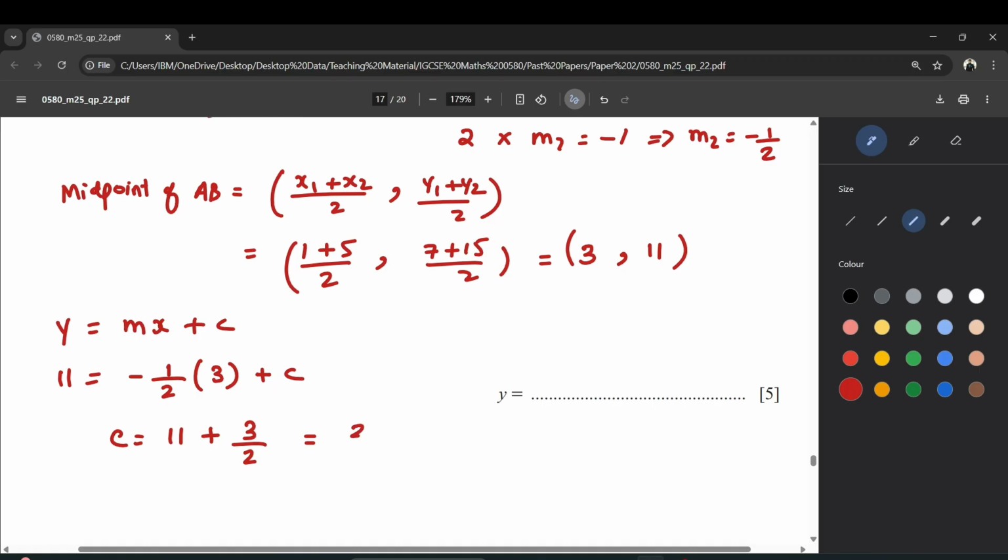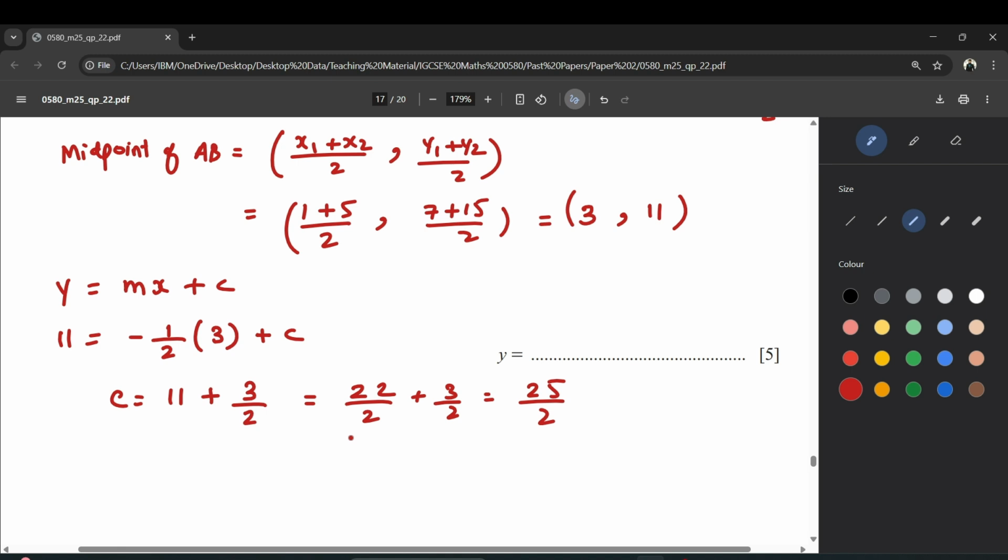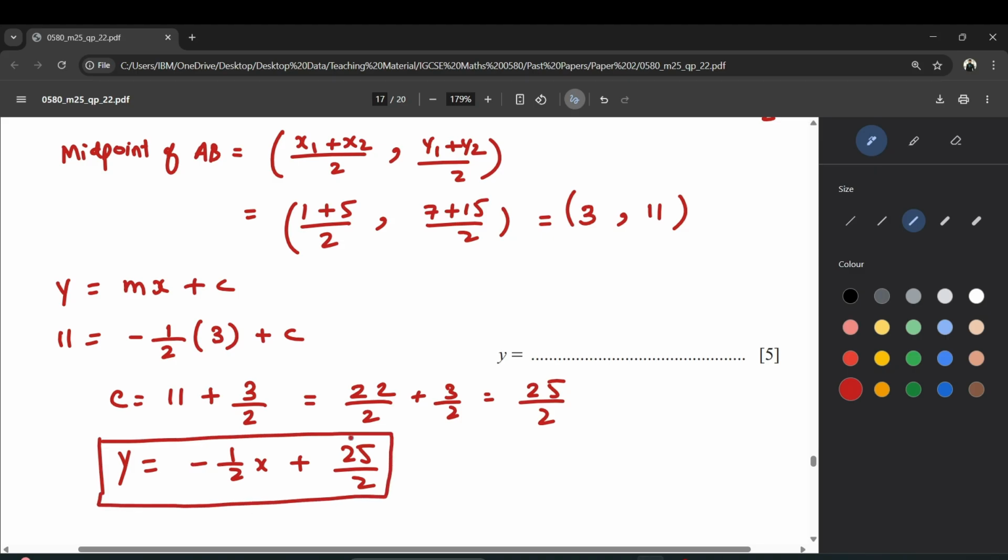So now this becomes 22 upon 2 plus 3 upon 2, which is 25 upon 2. So that's my y-intercept. Okay, that's a more reasonable value. So therefore my equation is going to be y equals mx, which is minus half x, plus c, which is 25 upon 2. So this is the equation of the perpendicular bisector.